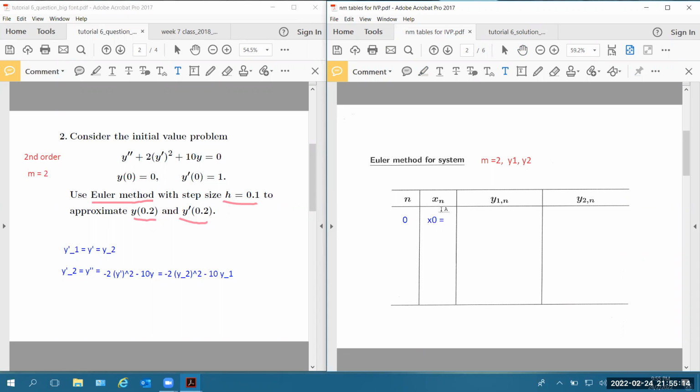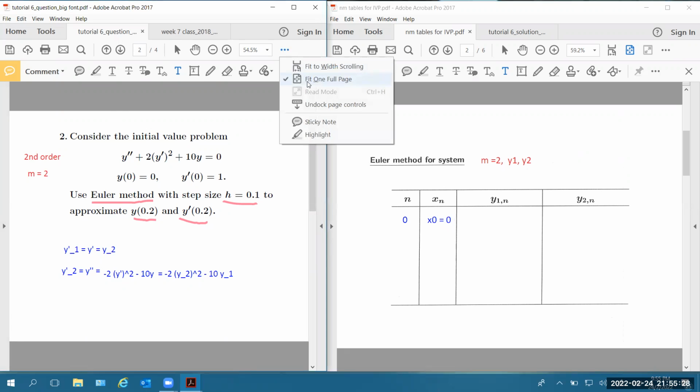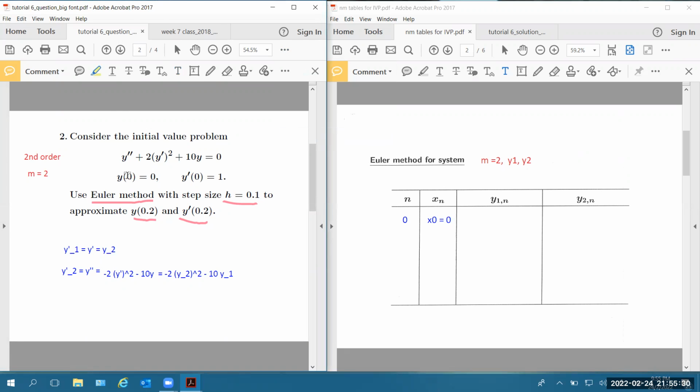Can you tell me in this problem, what is my initial x? Just by looking at the question on your left. 0. Yes, it's 0. Do you know how to see it? To get the initial x, you look at this: y0, y prime 0. So the initial x is 0.